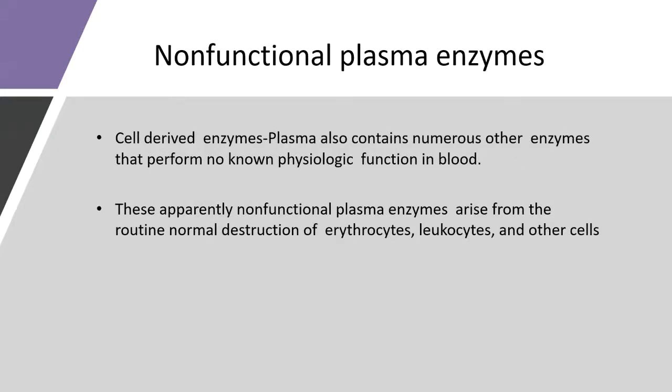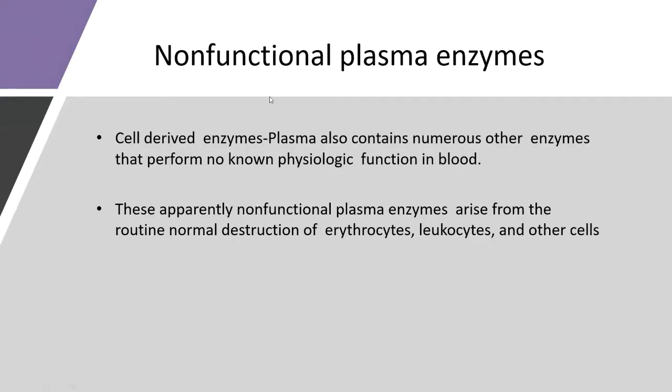The second type of enzymes present in the plasma are the non-functional plasma enzymes. In a normal healthy individual, the activity of these non-specific or non-functional plasma enzymes is present at very low amounts. But if the activity of these plasma enzymes increases in the blood, it means there is damage or excessive growth of the tissue.